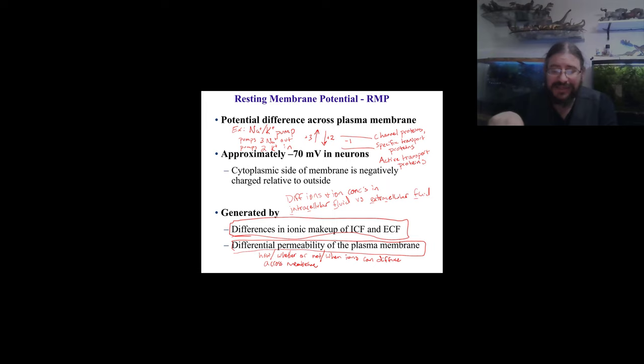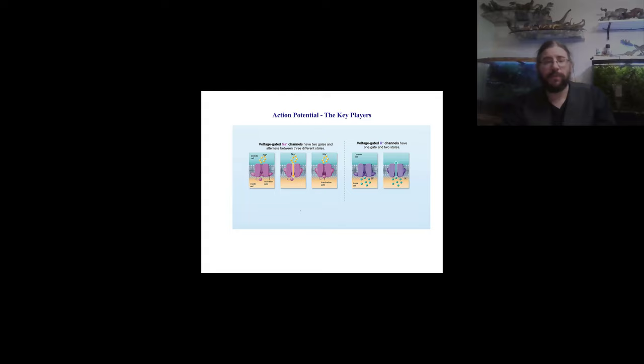So that's an example of altering permeability. When you activate the sodium potassium pump, you're going to make essentially sodium leave and make potassium come in. So you have changed permeabilities here and you reduce charge. So there you go. Okay, so our little key players are voltage-gated channels. These have two gates and alternate between three states. Here we have closed at the resting state. No sodium enters through it. So it is a closed channel.